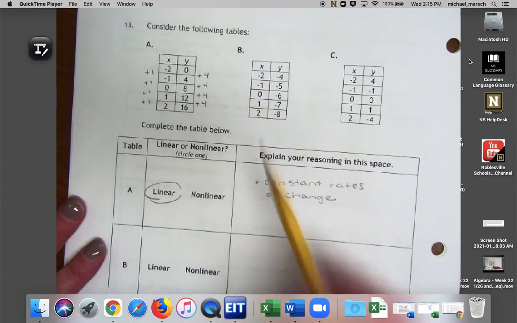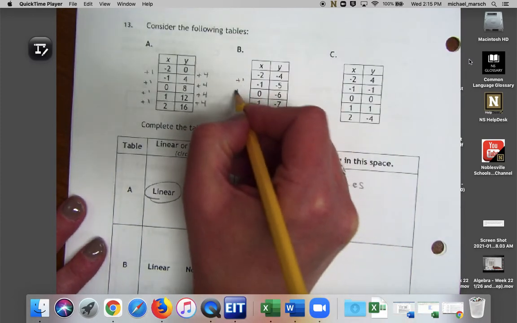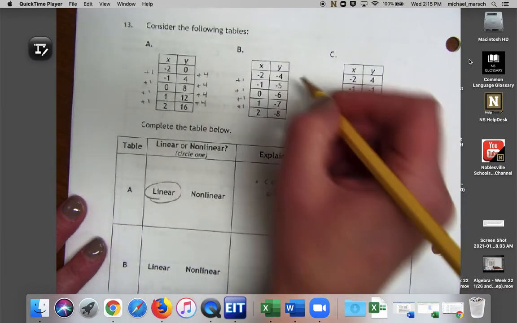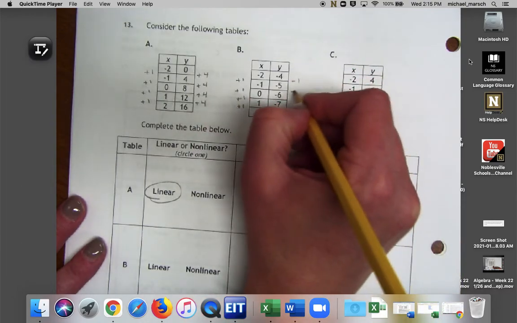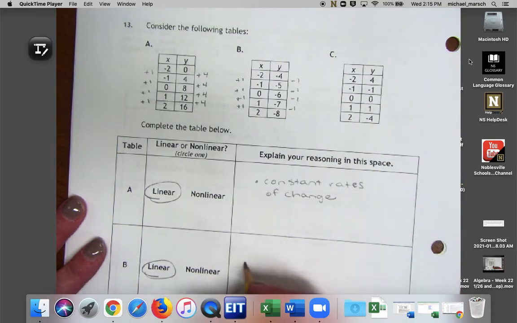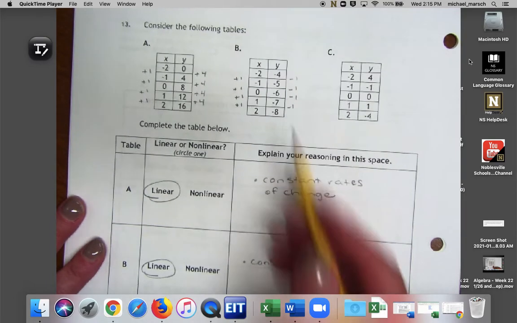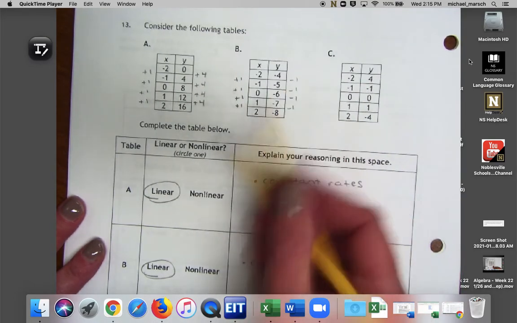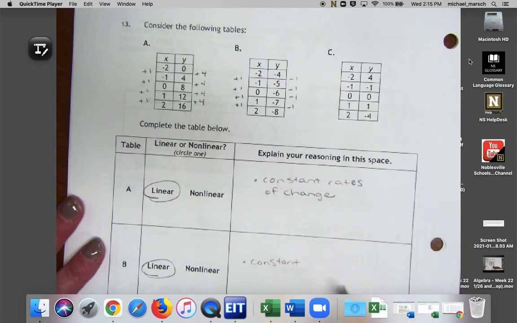How about B? We've got +1 for our x's and -1 for our y's. Linear. Does it matter that one of them is adding and one of them is subtracting? No, because we still have a slope, right? Our slope would just be -1 over 1. It would just go down.